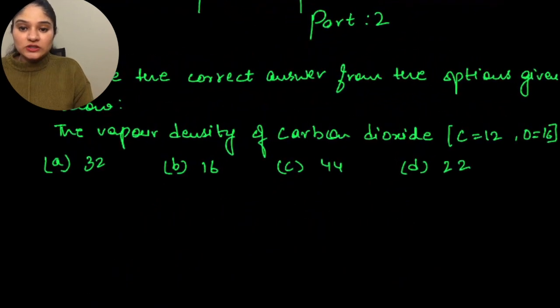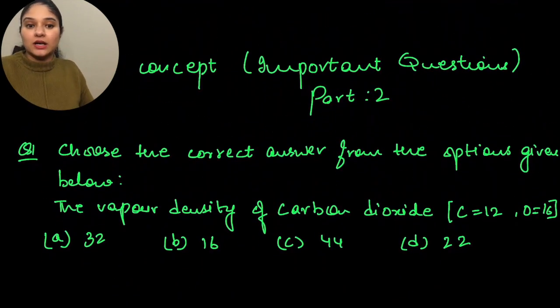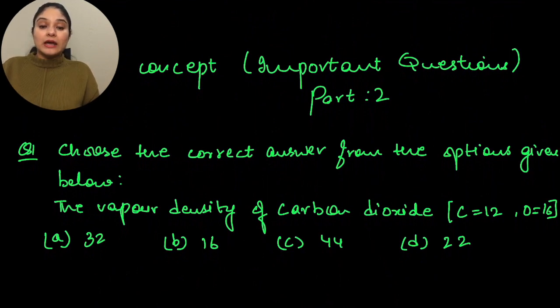The first question says, choose the correct answer from the options given below. The first portion is that the vapor density of carbon dioxide is asked. So you're supposed to calculate the vapor density. The vapor density of carbon dioxide is what? And then they have given you the options.